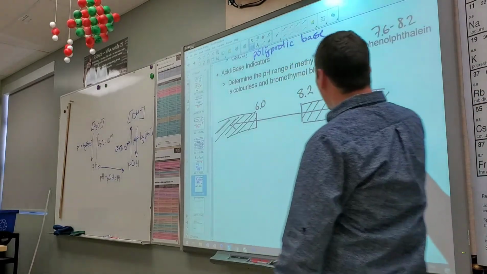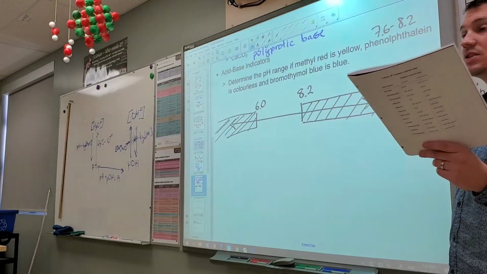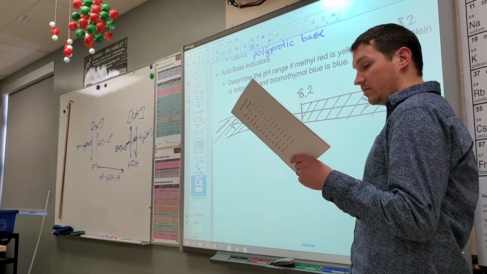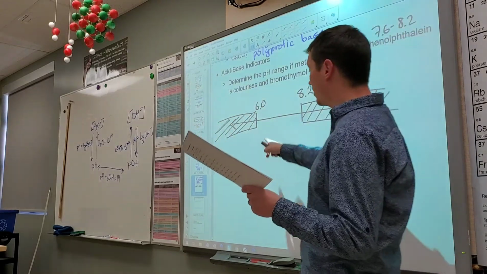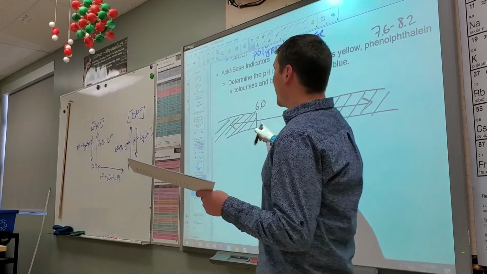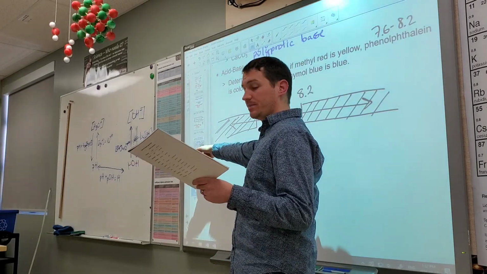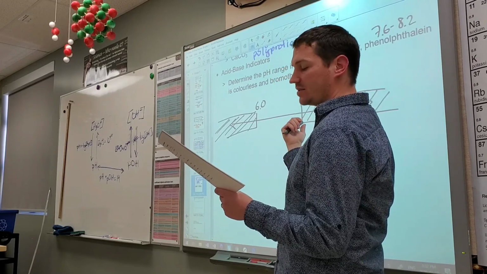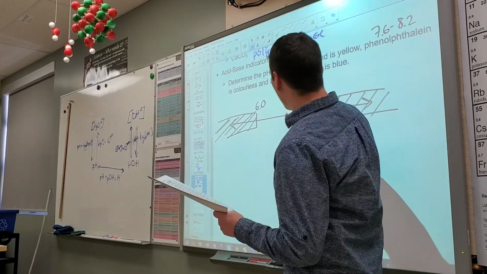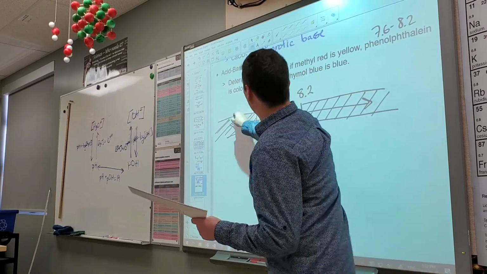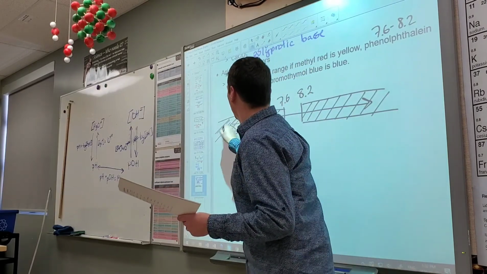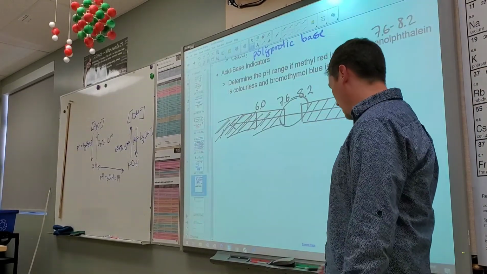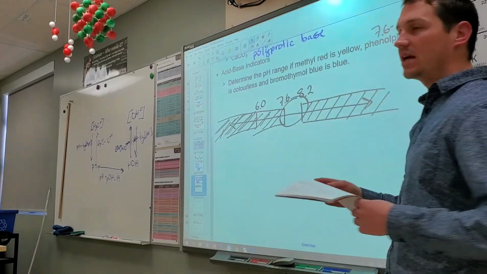Now, bromothymol blue is blue. So what's the pH range that it has to be? It has to be higher than 7.6, right? So it cannot be 7.6 or lower. Did we just figure out our range? Yeah, this is the only range that it can be. So it has to be between 7.6 and 8.2.